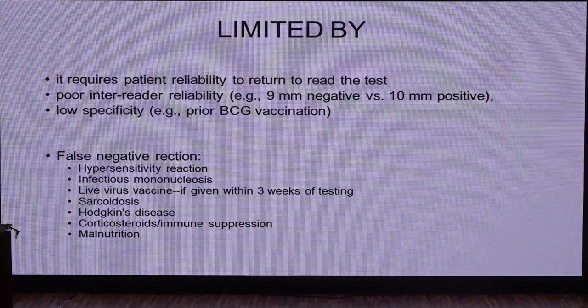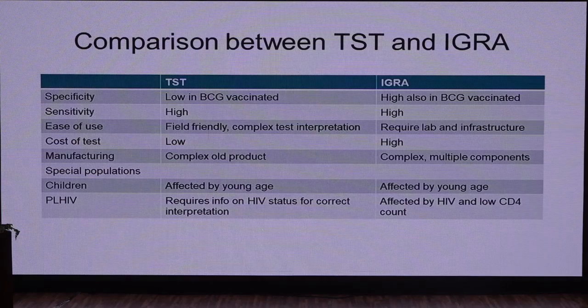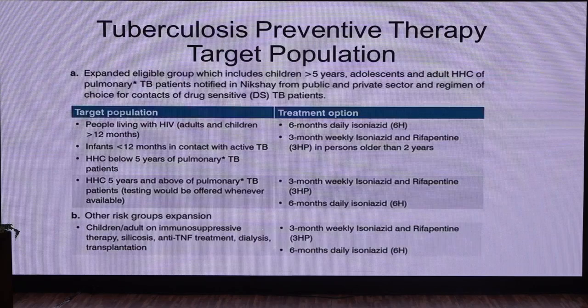And also it is limited by various things. Okay, so how can we compare TST and IGRA? We know both of these are sensitive, but the IGRA has high sensitivity and high specificity also in BCG vaccinated and in TB endemic countries like us, but it requires a huge lab and infrastructure setup, and the cost of the test is high.